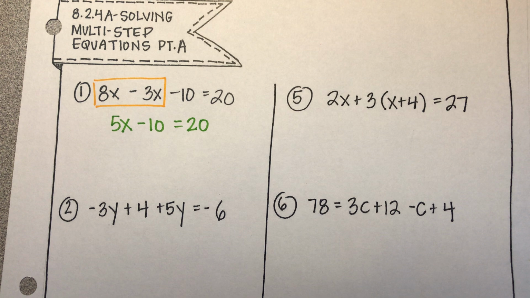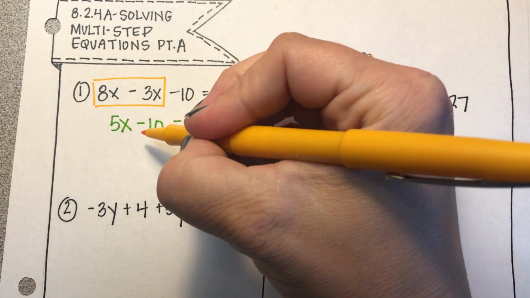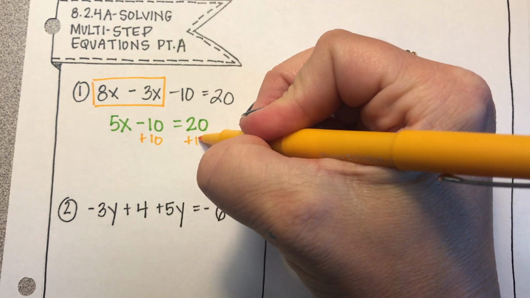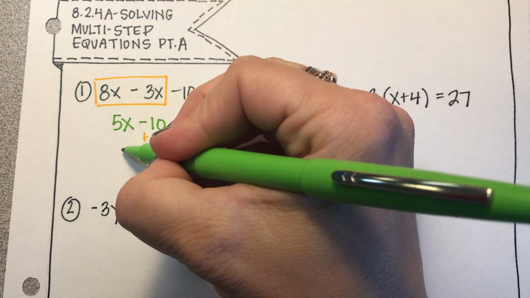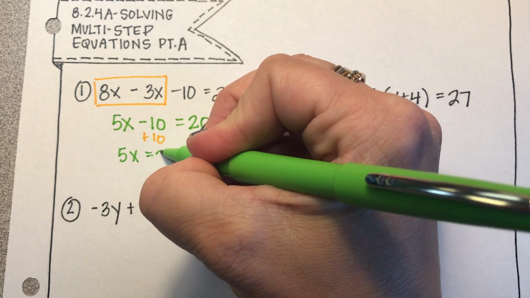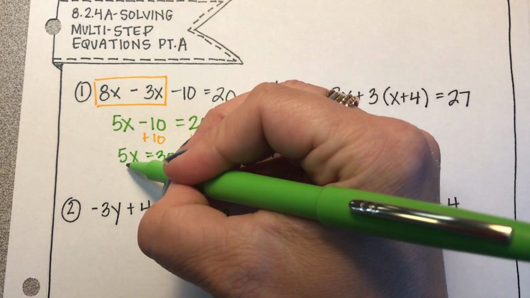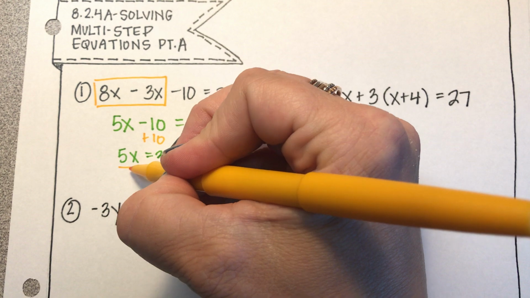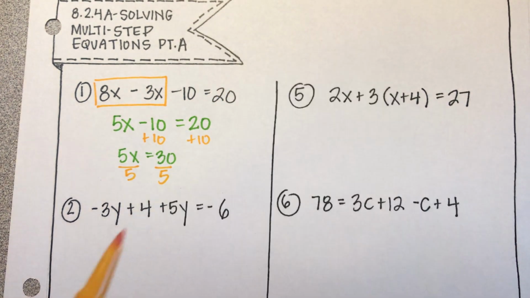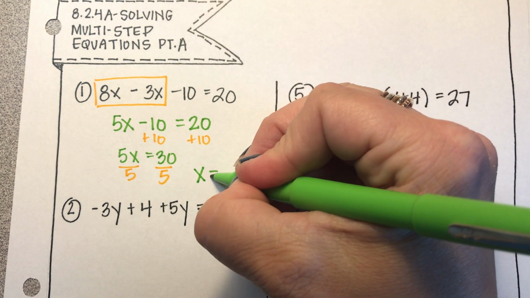I just simplified those two x's because they're both on the same side of the equal sign. I'm like, hey, why don't y'all just sit together instead of being separated, right? On the same side of the equals. And so I combined my like terms. Now it's just a regular 2-step equation. So I'm going to add 10 to both sides. So now it's 5x equals 30. And then we're going to divide both sides by 5 to get x equals 6.